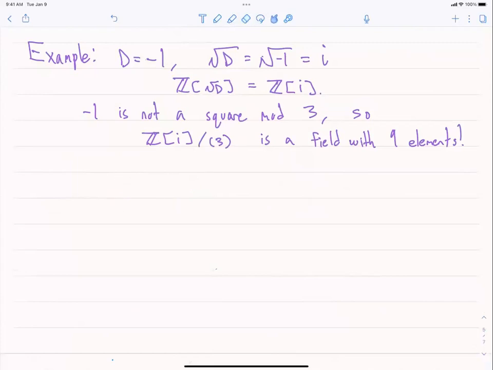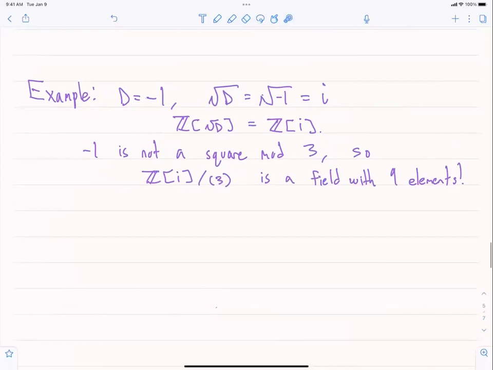So let me just do one more example. This comes up on your worksheet. If I take d to be minus 1, then the square root of d is just the square root of minus 1, which we take to be i in the complex numbers. And so when I write Z[square root of d], it really just means Z[i], everything of the form a plus bi, where a and b are integers. These are called the Gaussian integers. We'll do lots of fun things with the Gaussian integers in a little bit, but for now, it's just like any of these other examples.